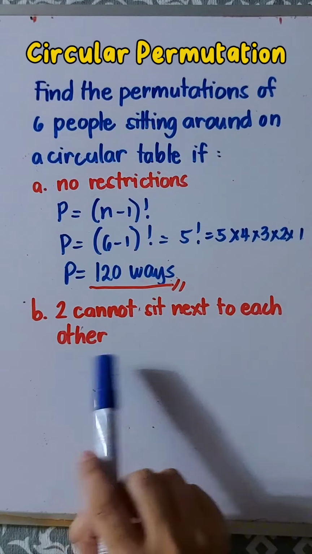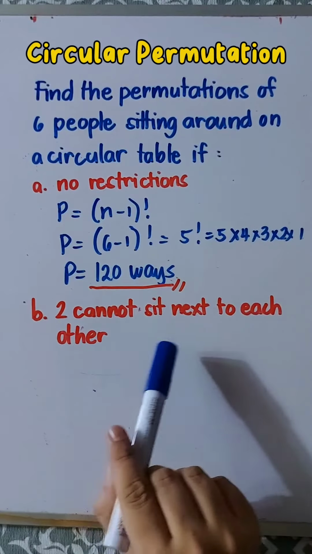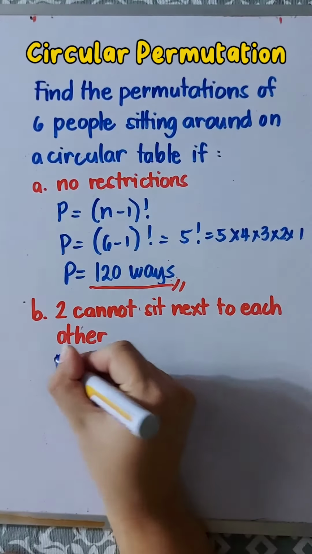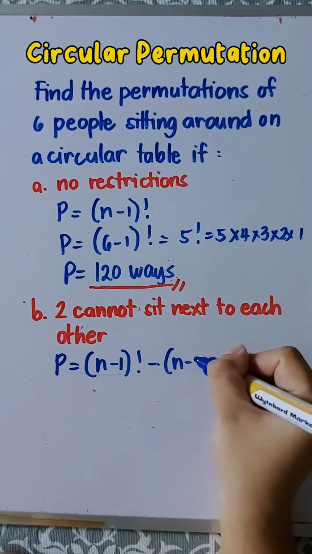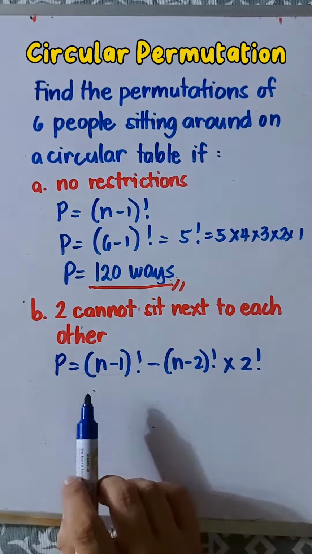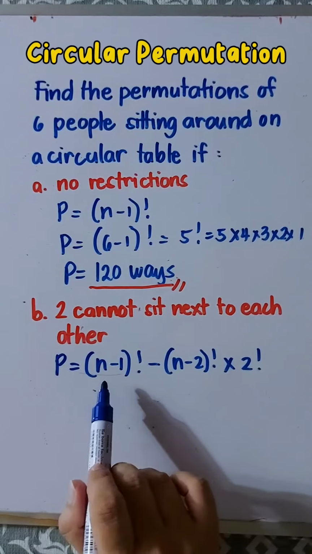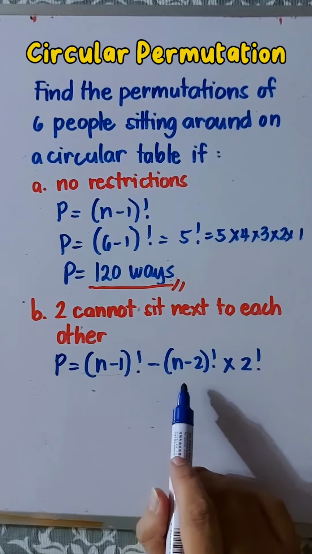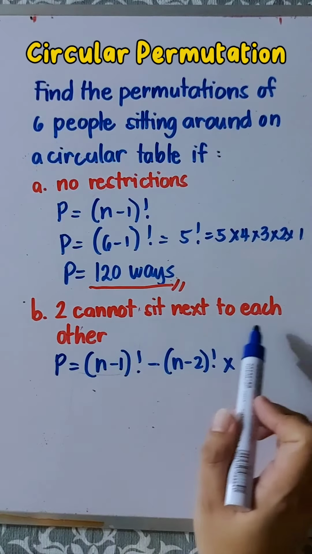Now, let us answer the second question. What is the permutation of 6 people around a circular table if 2 cannot sit next to each other? So, we have to use the formula P equals n minus 1 factorial minus n minus 2 factorial times 2 factorial. Why? This is because we have to first find all the possible arrangements in which the 6 people can sit at a table. And then we have to subtract the number of ways in which the 2 people who cannot sit next to each other are together.